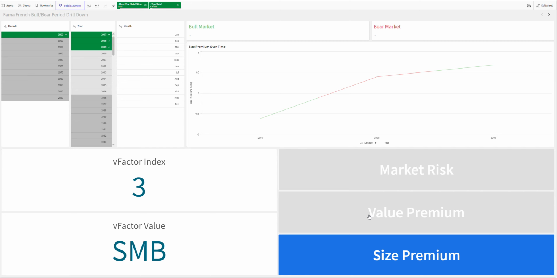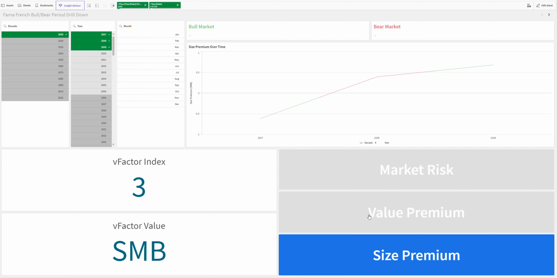Okay, so once again, this is not about predicting market moves. It's about understanding how different return components behave when confidence in the market erodes. The bull and bear market color overlays, as we discussed before, provide visual clarity, and the drill down controls let us move from decade to year to month level insights.